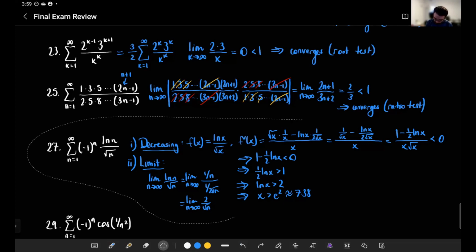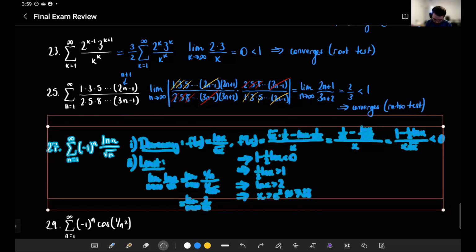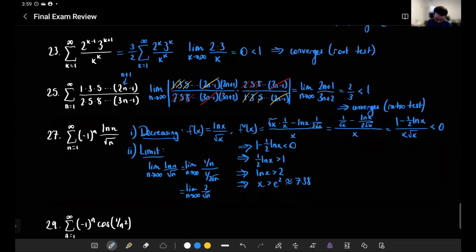So let me scoot this up a little. We've sort of run out of space. Okay, equals 0. So that implies, well, both of those two things, the fact that you're eventually decreasing and the series has limit 0, together imply that you converge by the alternating series test.